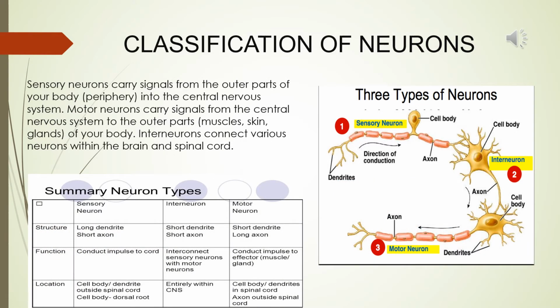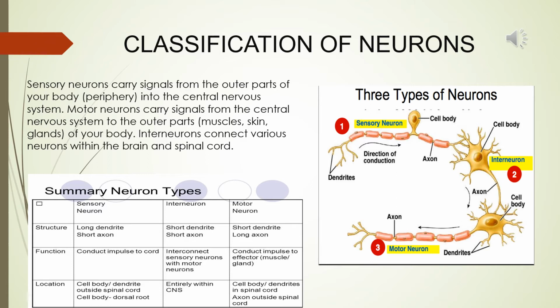Classification of neurons. Sensory neurons carry signals from the outer parts of your body, that is the periphery, into the central nervous system. Motor neurons carry signals from the central nervous system or CNS to the outer parts, that is muscles, skin, glands of your body. And interneurons connect various neurons within the brain and spinal cord. That means there are three types of neuron. See that tabular form: sensory neuron, interneuron and motor neuron.